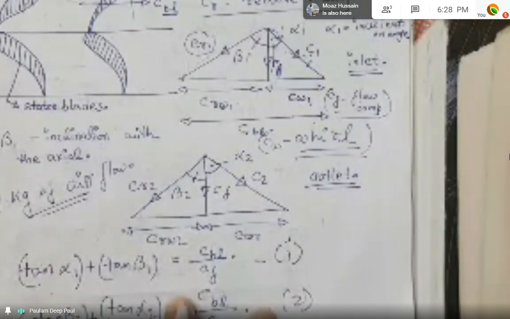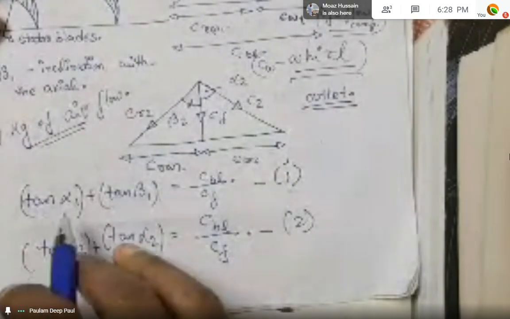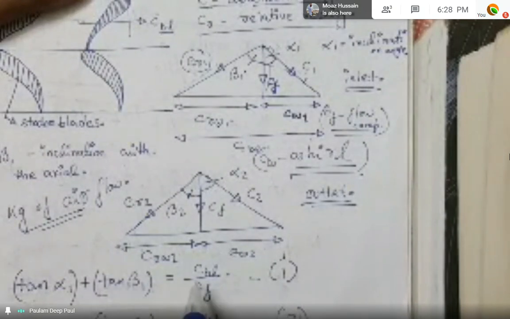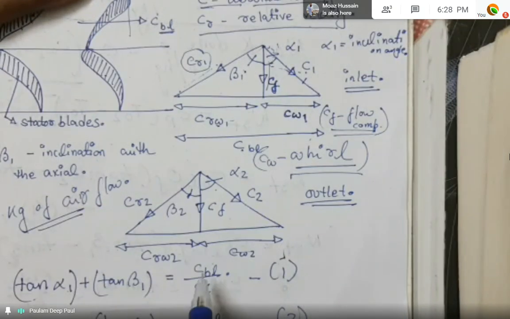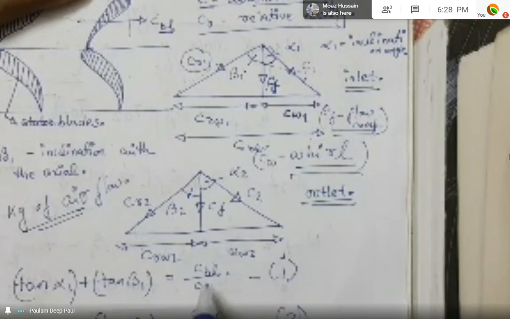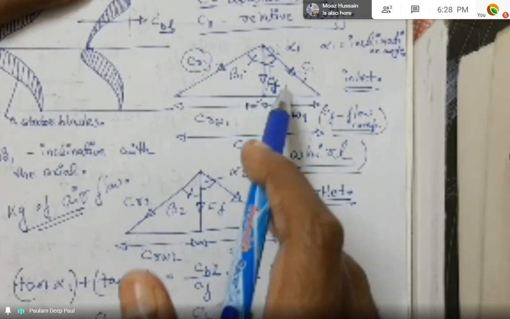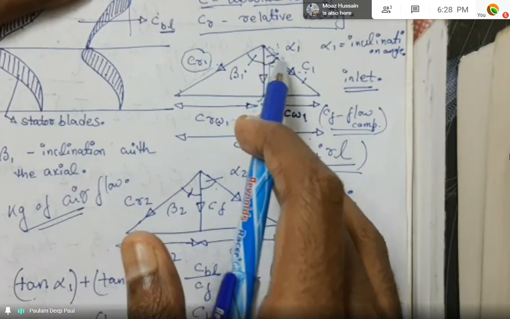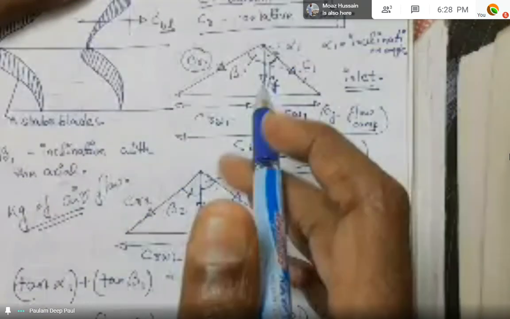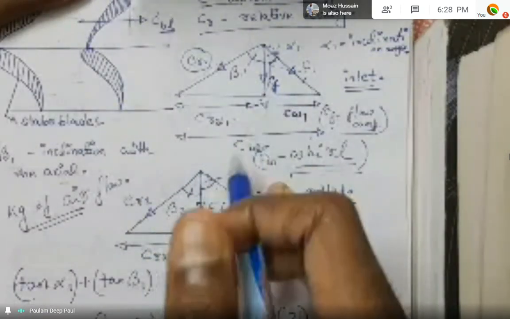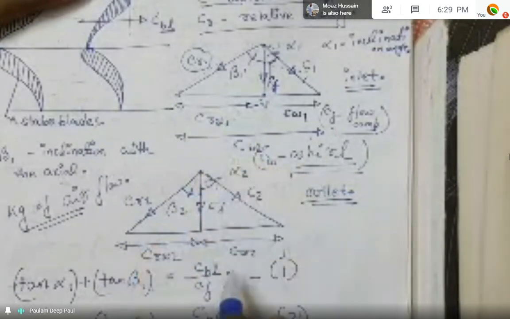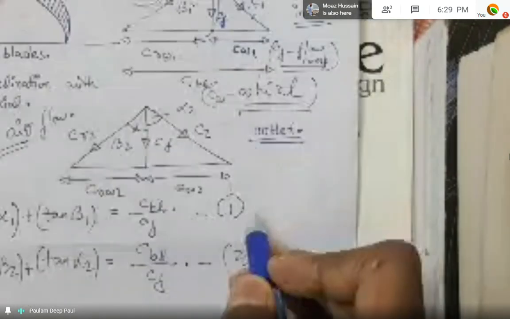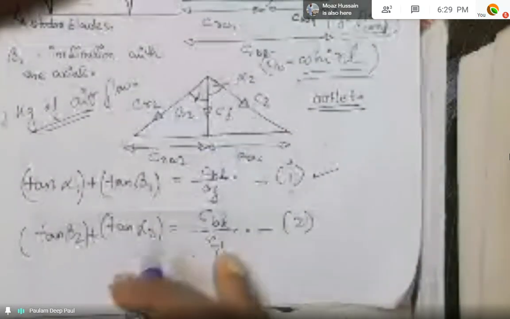As you can see here, I have written tan alpha 1 plus tan beta 1 is equal to CBL by CF, that is the blade velocity by the flow velocity. We refer to the inlet velocity triangle here. We take the tan of alpha 1, we get perpendicular by base, and same for the tan beta 1, we receive this and we get this. We denote it with equation 1 for now because we'll be using it later.